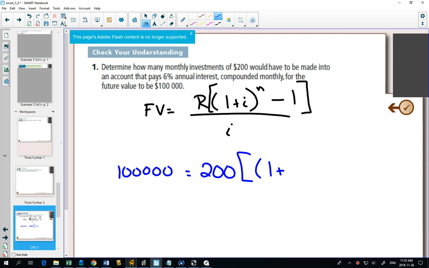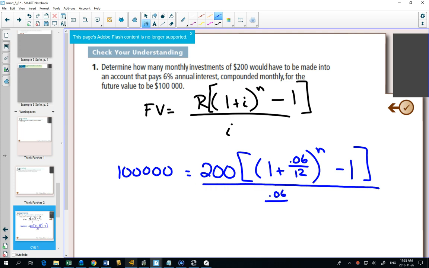Interest rate here, this I is the interest rate per compounding period. So the interest rate is 6%, 0.06, divided by 12, because that's how much it would be per compounding period, to the exponent of n minus 1, all over 0.06 divided by 12. So we want to solve for n in the exponent. We've got a bunch of extra stuff. So just like we've done in the past, try to simplify this first. See if you can get the power all by itself before you take the log of both sides.